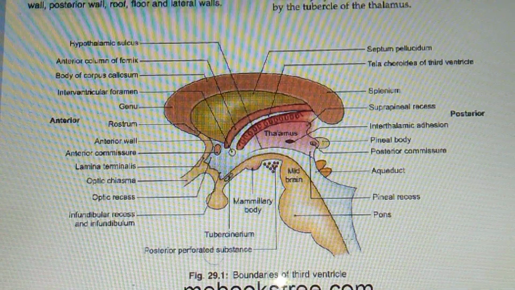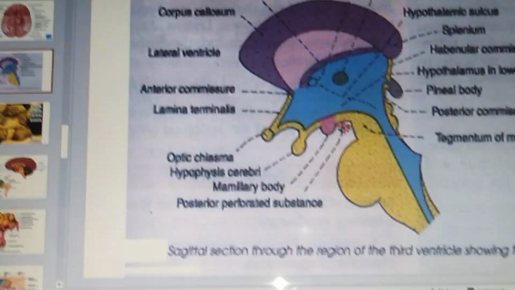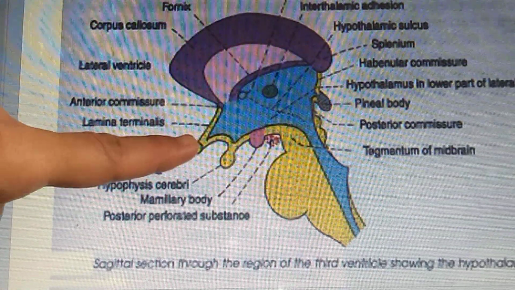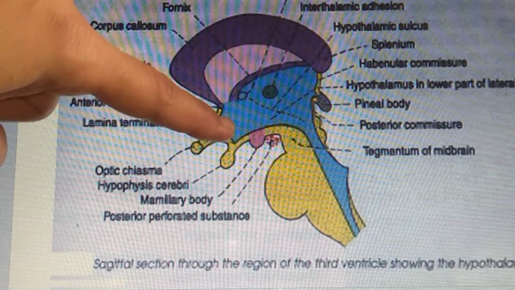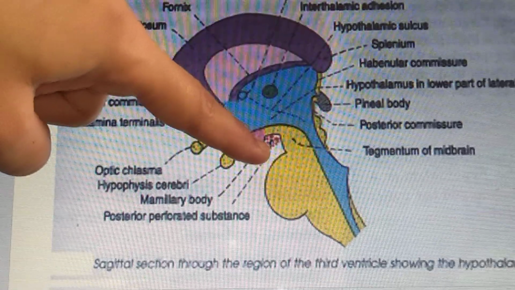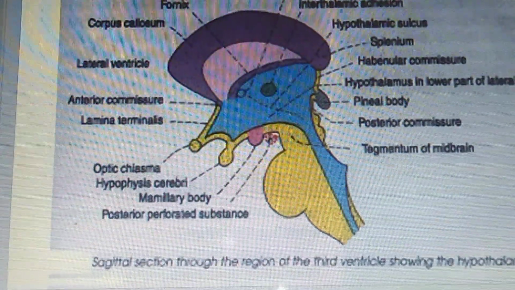You can see one more diagram to understand it better here. Optic chiasma is shown here, then will be the infundibulum here, then this is the mammillary body, posterior perforated substance, and the tegmentum of the midbrain. Okay.